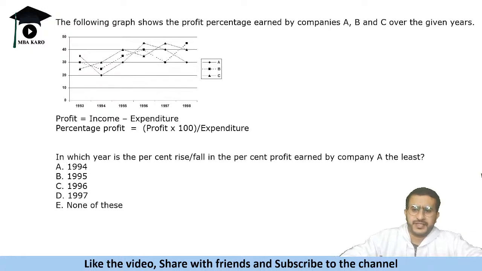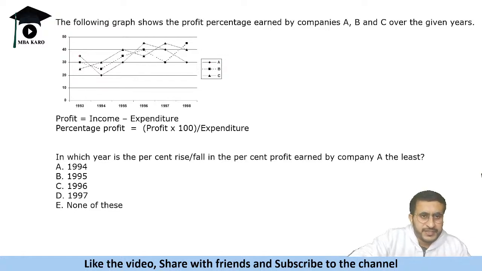So we need to see किस साल में सबसे ज़्यादा least change है. So A is that this parallelogram one. Now it is 35. It becomes 20. It becomes 25. It becomes 30, 45. This is 40. This is 30. Okay. The change is least here, 5.